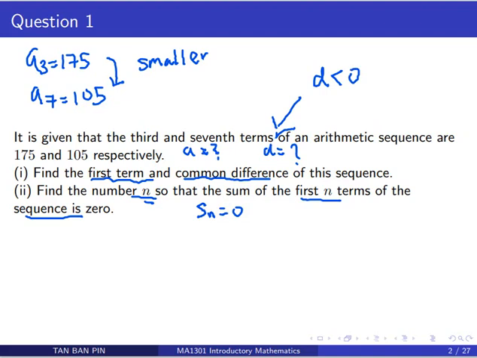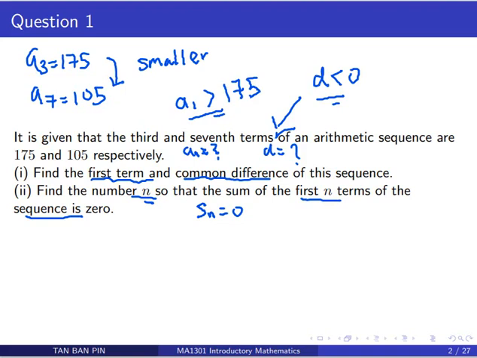And when you find A, the first term, A1, must it be bigger or smaller? From A3 to A7 is getting smaller, it means A1 should be more than A3. So it must be more than 175. So if you make a careless mistake and you get an answer for A1 less than 175, you know it's wrong. If your D is positive, you know the answer is wrong.